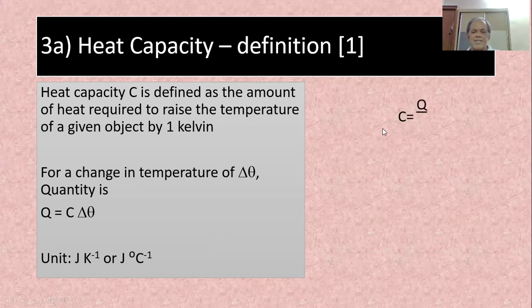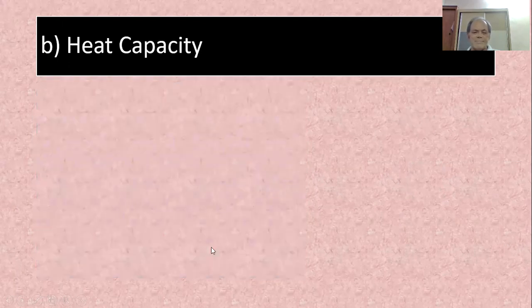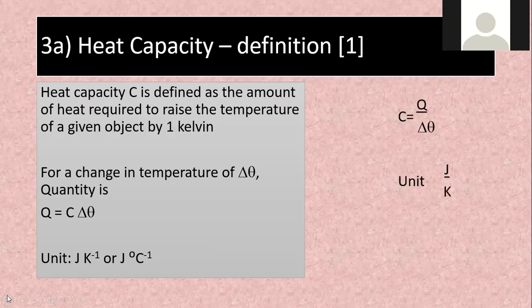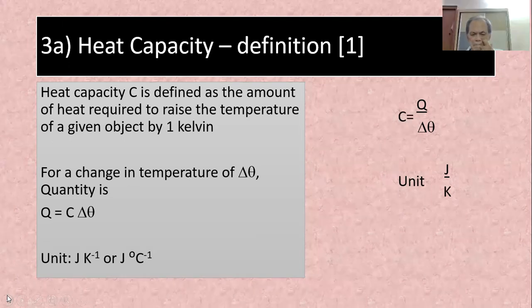You can derive it. C is Q divided by delta theta. So the unit is joule per Kelvin. Okay with that? Sorry, C equals Q over delta theta. That's why it's J over K.